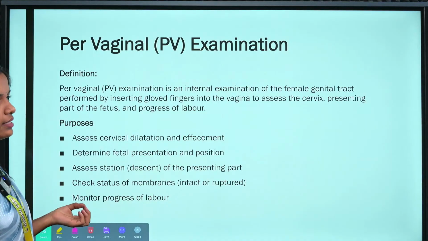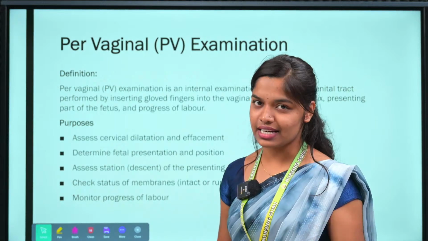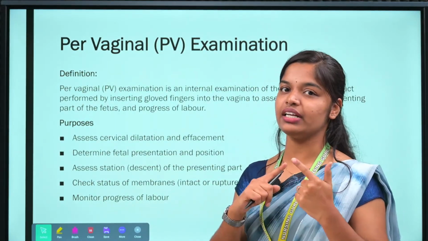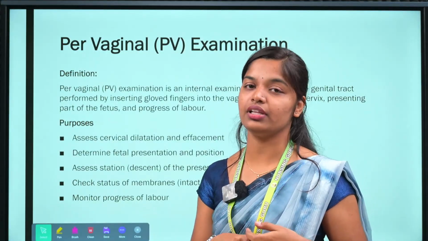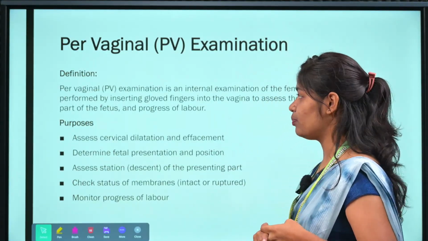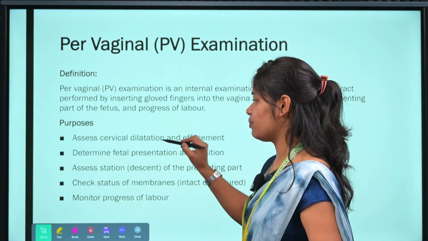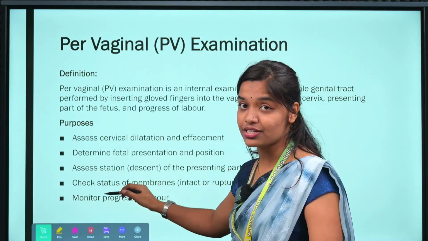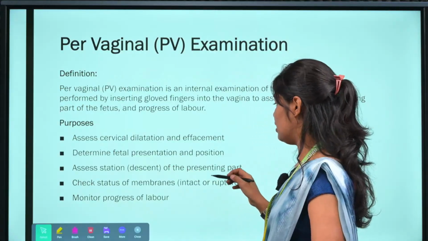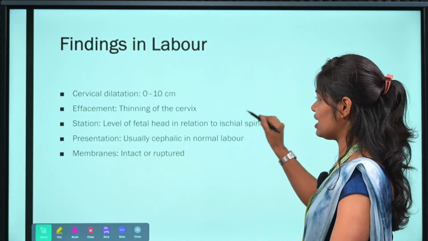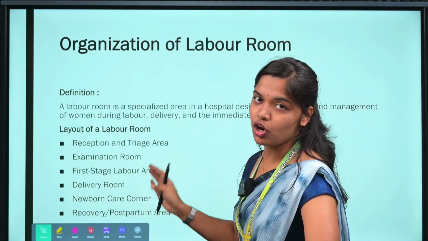Per vaginal examination is an internal examination of the female genital tract to assess the cervical effacement, dilatation, the presenting cephalic part of the fetus, and also the progress of labor. We assess the cervical dilatation, presenting part, position and also the station. The fetal cephalic part will be attached to the ischial spines. At that station we will assess the presentation and the membrane, whether it has ruptured or is intact.